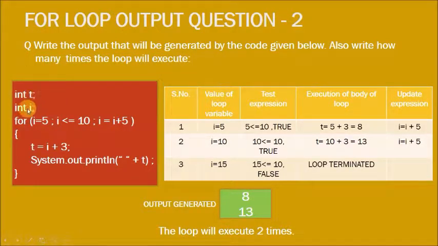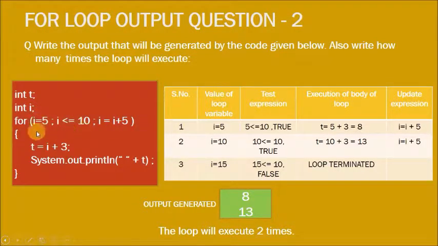Int t semicolon, int I semicolon. For I is equal to 5, as we have already declared int I in the beginning, so there is no need to give int again here. Semicolon, I less than or equal to 10, semicolon, I equal to I plus 5. Then within the curly braces, t is equal to I plus 3, system.out.println, double quotes plus t. So let us see how this will execute.